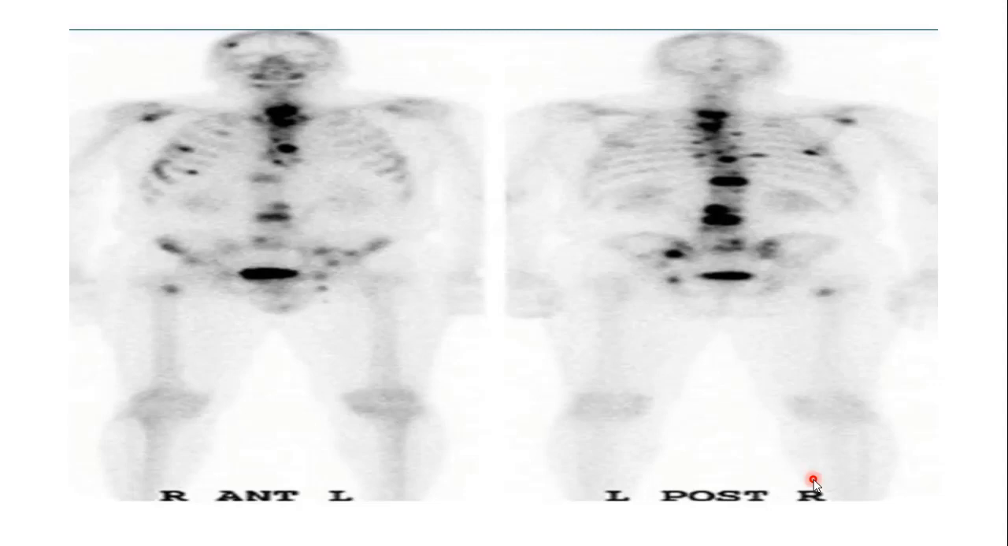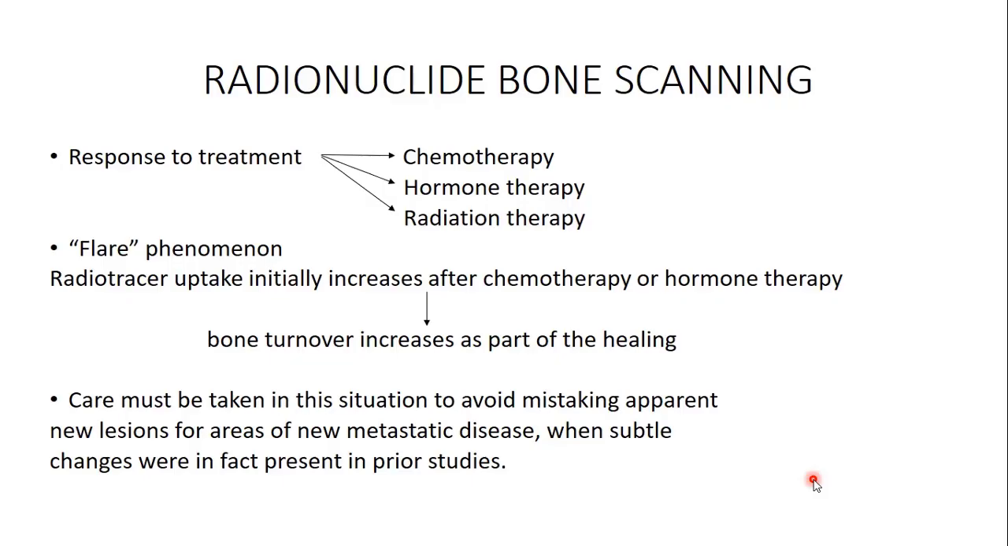This is the image of the bone scintigraphy, and here we can see increased uptake in the axial skeleton. Radionuclide bone scanning can also be used to see the response to treatment of prostate cancer. Various treatments, chemotherapy, hormone therapy, and radiation were used for this purpose. After that, there should be a decrease in the radiotracer uptake on bone scintigraphy.